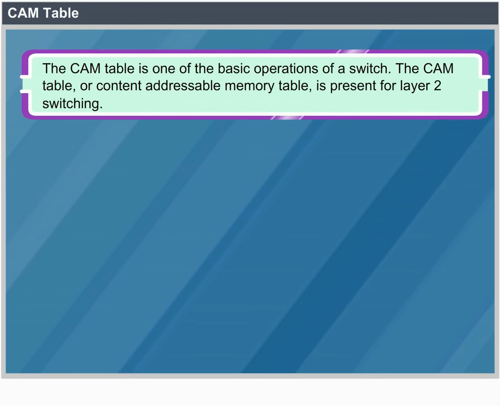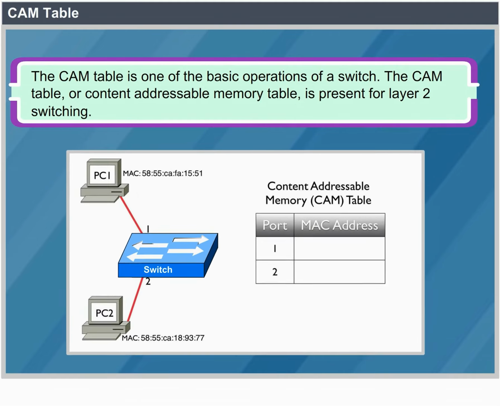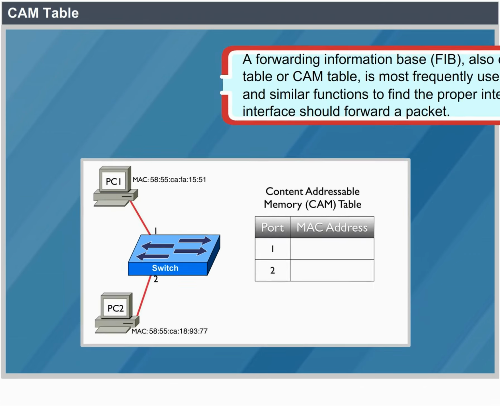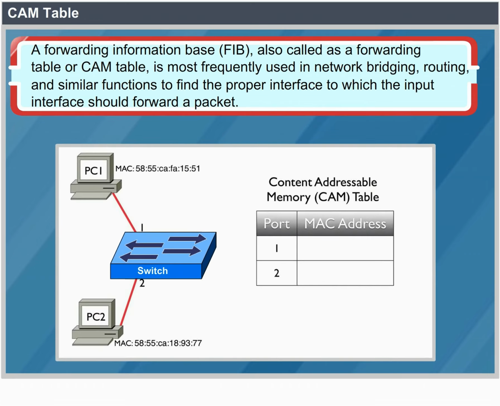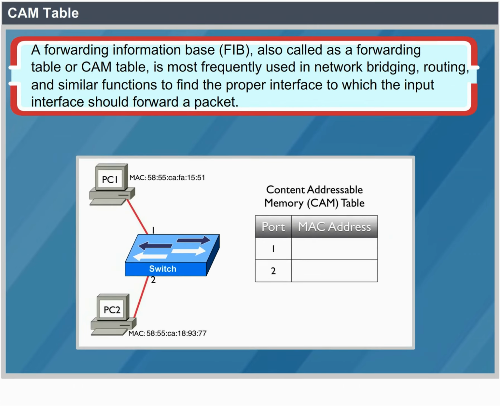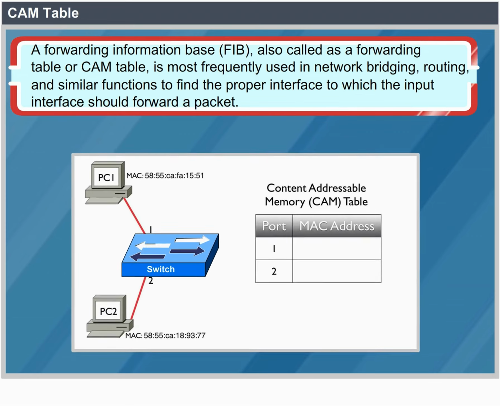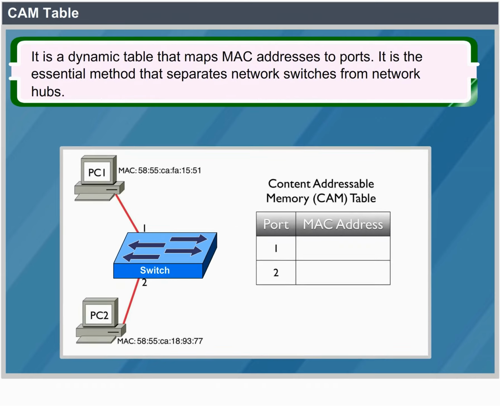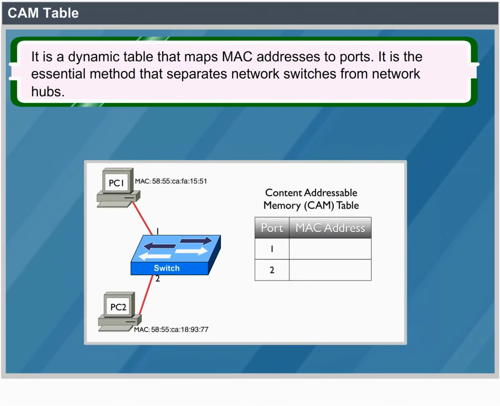CAM table. The CAM table is one of the fundamental operations of a switch. The CAM table, or content addressable memory table, is present for layer 2 switching. A forwarding information base, or FIB, also known as a forwarding table or CAM table, is most commonly used in network bridging, routing and similar functions to find the proper interface to which the input interface should forward a packet. It is a dynamic table that maps MAC addresses to ports. It is the essential mechanism that separates network switches from network hubs.